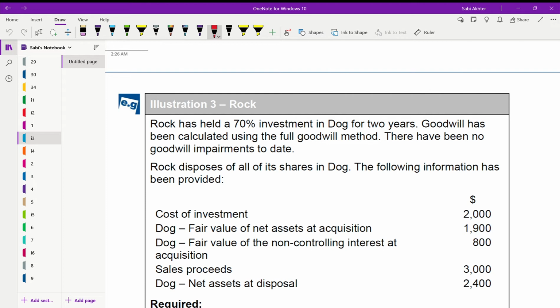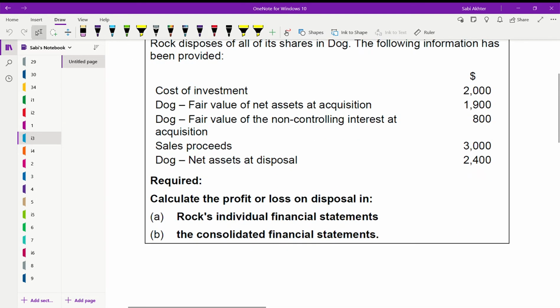Rock. Okay, let us see the requirements. Calculate the profit and loss on disposal in the individual financial statements as well as in the consolidated financial statements. This is another important area, guys, that you have to know. You should know the impact, even though the examiner does not always ask, but they sometimes ask individual financial statements. What is the impact in the individual versus the consolidated? So you should know the impact in both places, not just the consolidated financial statements.